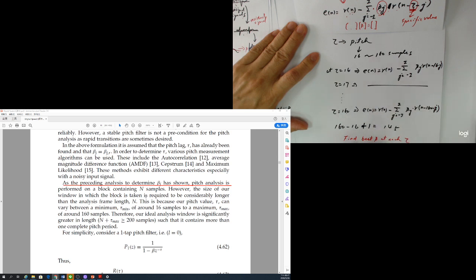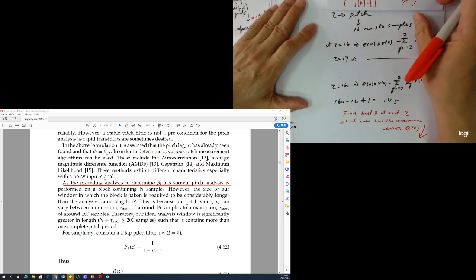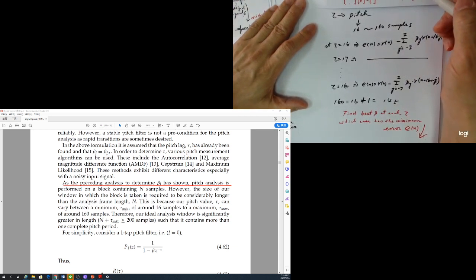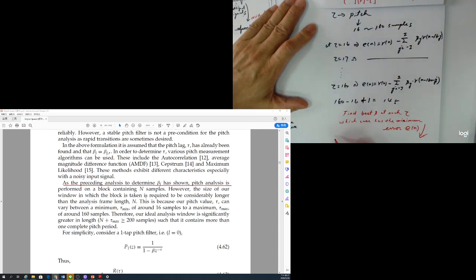So you try to find which case has the minimum error. Try to find which case has the minimum error. That one becomes the winner. So that one is more like a full search, because the tau has a limited range. It's not easy for us to use a deterministic equation to find the tau.